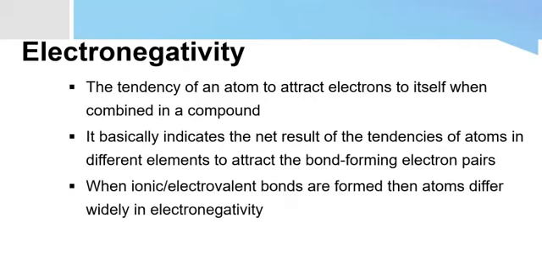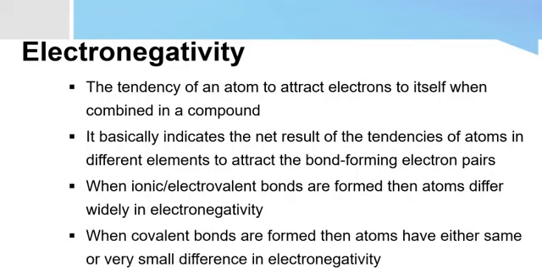Next, when electrovalent or ionic bonds are formed, there is one electropositive element and one electronegative element, so the electronegativity difference in them is very high. And when covalent bonds are formed, there is a very small, negligible difference between their electronegativity, so it is either zero or very small.